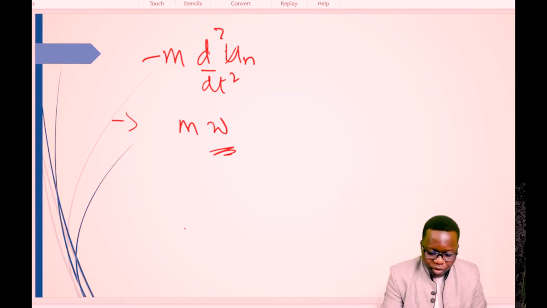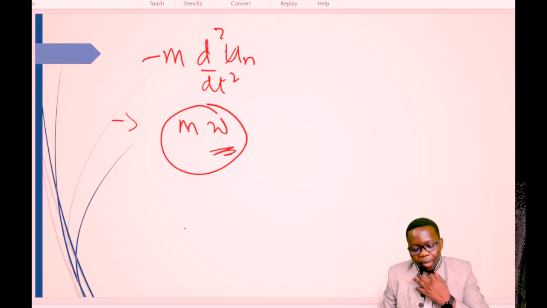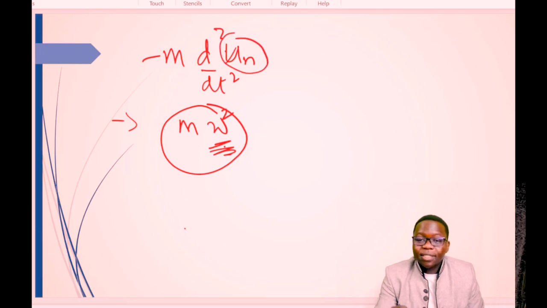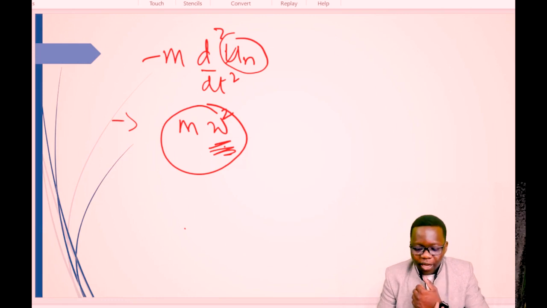So we choose this red. So I have m omega squared. So how do we get this omega squared? This omega, we said it has the wave nature. The atoms have that wave kind of nature.